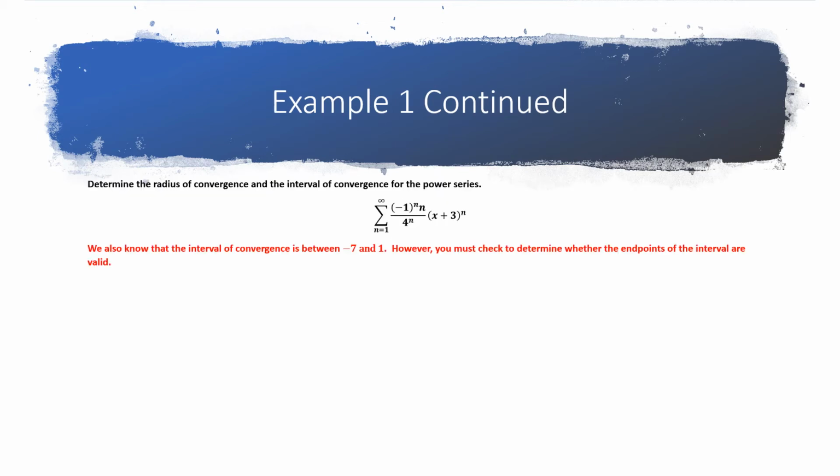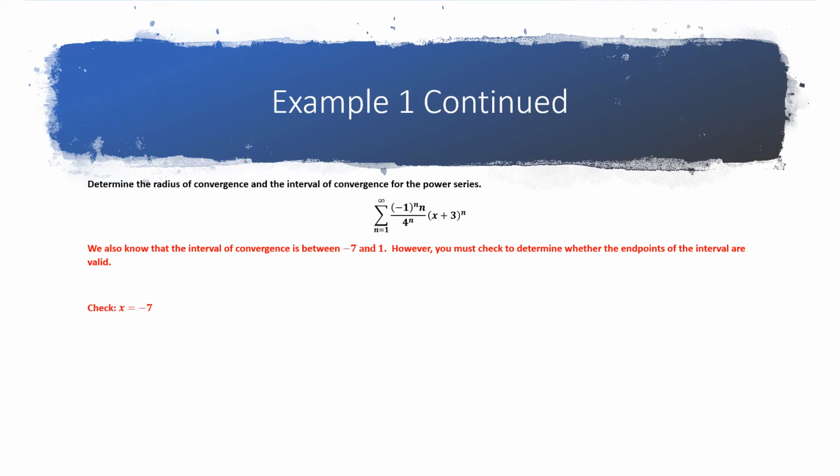All right, now again, I know my interval is going between -7 and 1. However, I don't know if -7 and 1 need to be included or not. I don't know if they're valid numbers for the interval. So I have to check each one of those. I have to check -7 and I have to check 1.